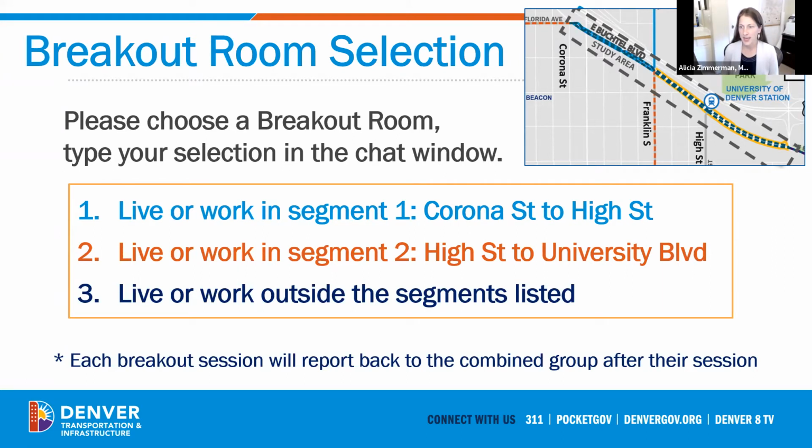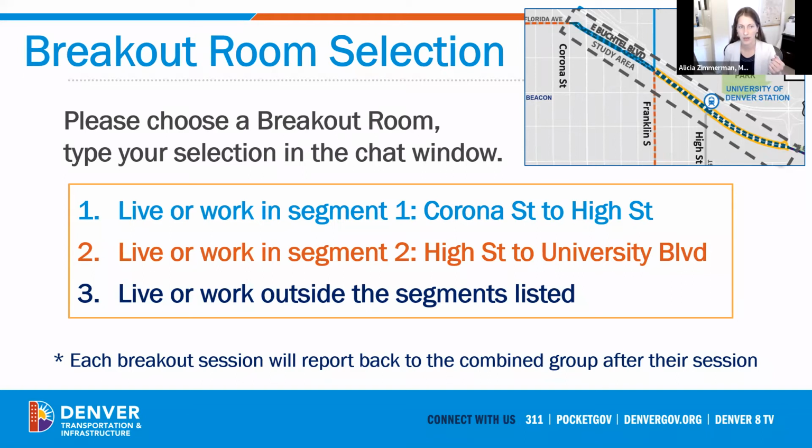Breakout room 1, if you live or work in segment 1, which is Corona Street to High Street, between Corona and High, so that's the western section of this full section that we're looking at. If you live or work in that section, then you would be in breakout room 1. If you live or work in segment 2, which is High Street to University, the eastern segment, you would be in breakout room 2. And 3 is those who have an interest in the corridor, but who don't live or work right along here.